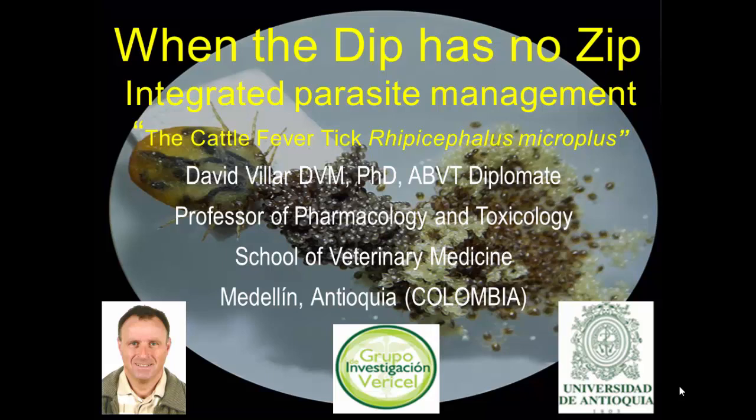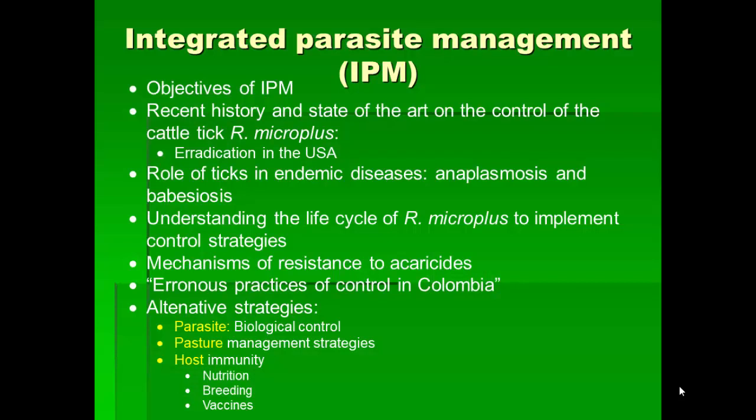This first slide summarizes everything that will be covered throughout the presentation, starting by setting the objectives of an integrated parasite management. We'll say a few things on the history of the cattle fever tick in the U.S. and how they managed to eradicate it from the continental U.S. In tropical countries like Colombia, ticks play an important role maintaining endemic stability for diseases like anaplasmosis and babesiosis. So it may not be such a good idea to have cattle completely clean from ticks.